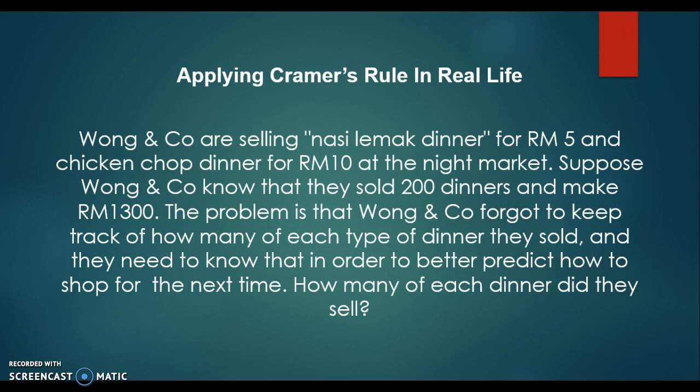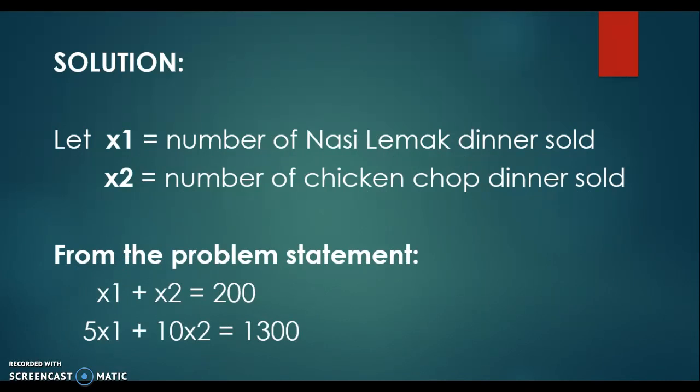We can see real situations in our daily life, and this one we constructed by ourselves. Wong and Co are selling nasi lemak dinners for 5 ringgit and chicken chop dinners for 10 ringgit at the night market. Suppose Wong and Co know that they sold 200 dinners and made 1,300 ringgit. The problem is that Wong and Co forgot to keep track of how many of each type of dinner they sold, and they need to know that in order to better predict how to shop for the next time. How many of each dinner did they sell? So we look for the solutions.